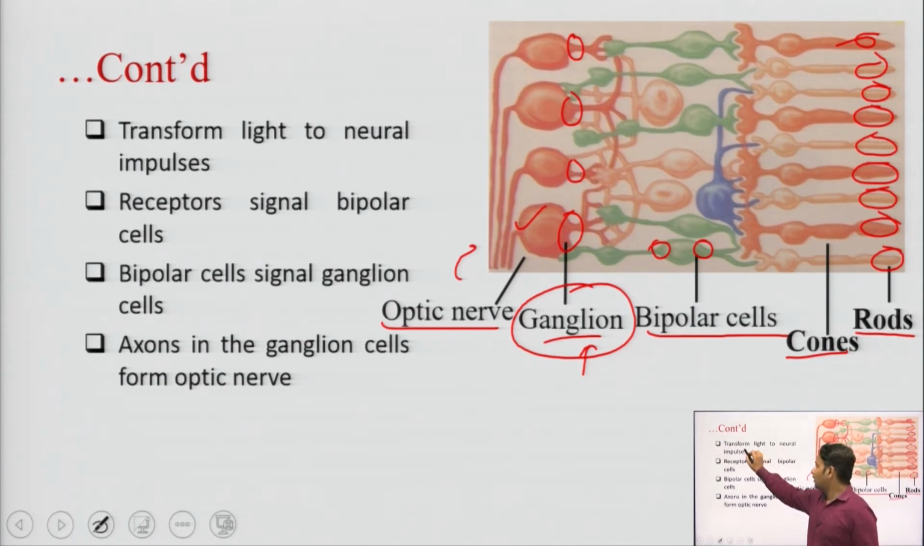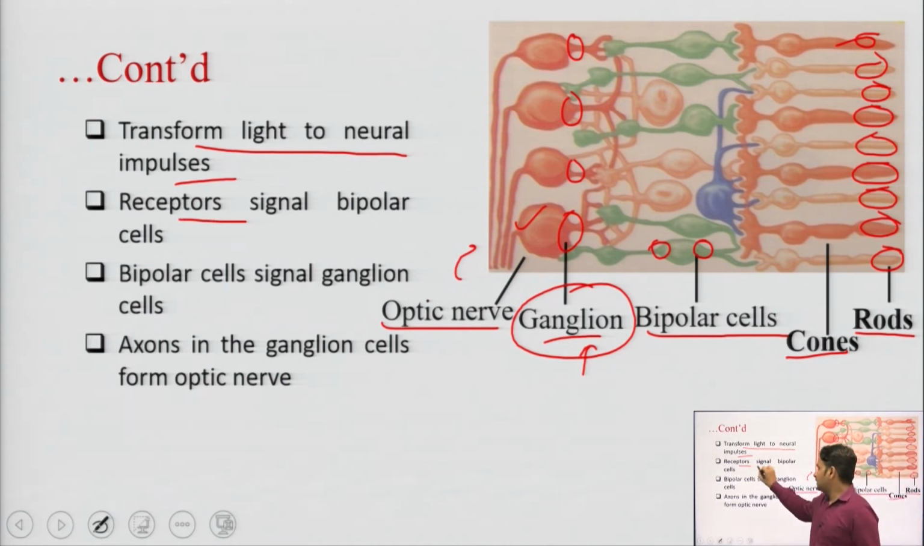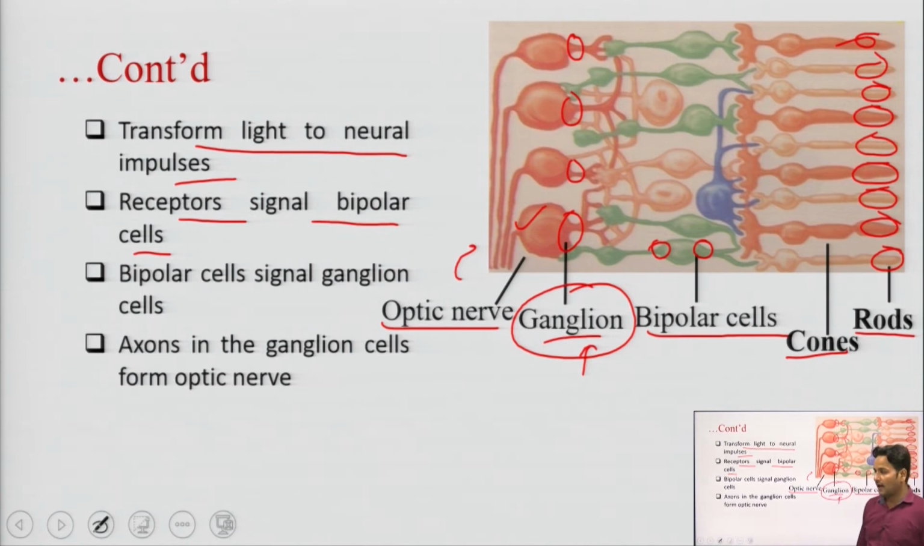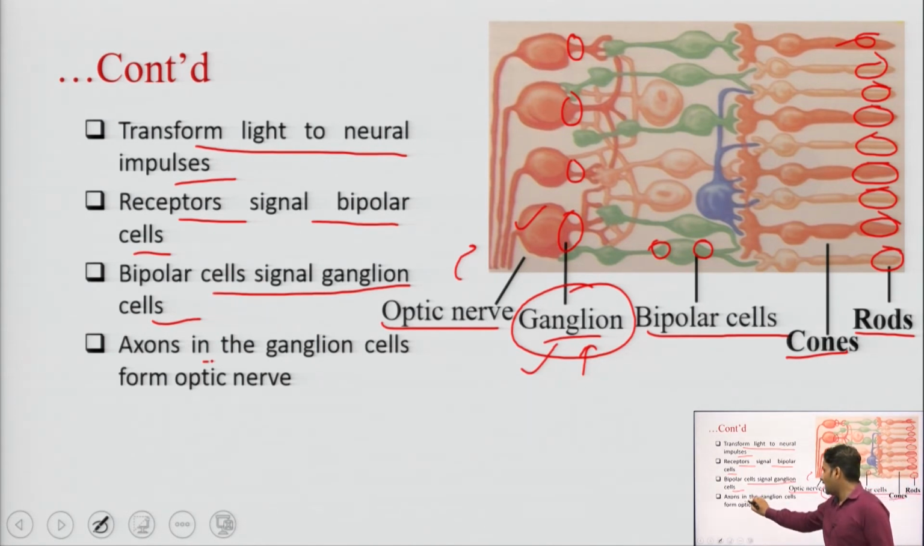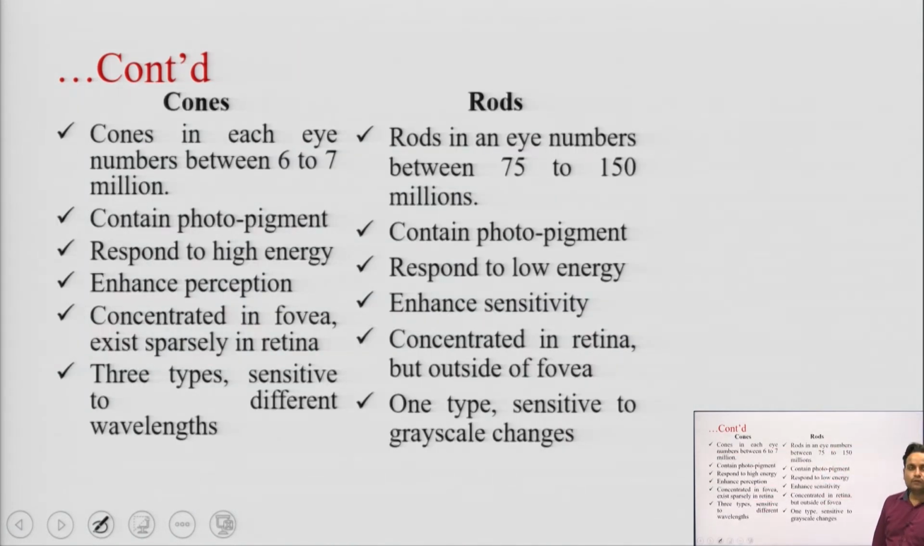Here you can also highlight some points: the transformation of light to neural impulses is actually done in this processing. Receptors signal bipolar cells, bipolar cells signal ganglion cells, these kinds of cells. Axons of the ganglion cells form the optic nerve. So, from right to left you are just explaining this entire thing. Then if we talk about the difference between cones and rods.